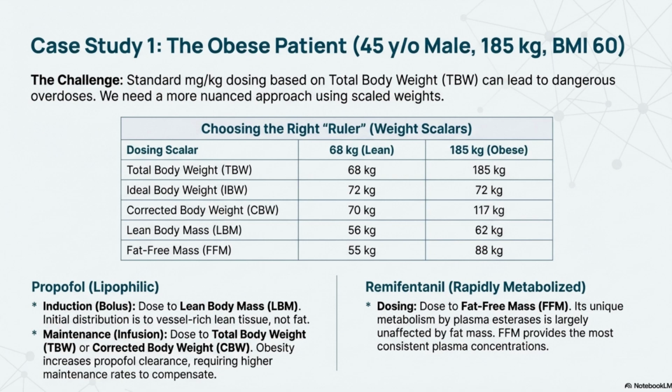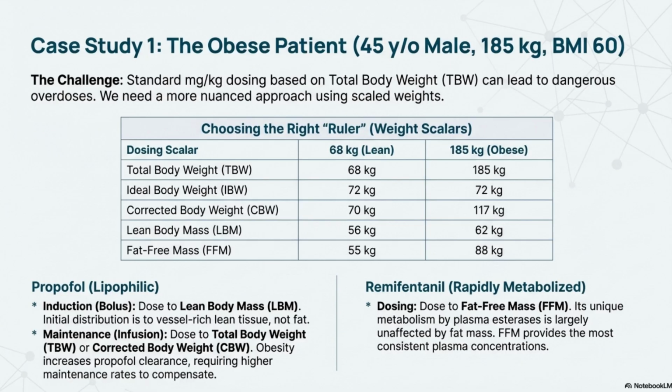This is the crucial switch. For maintenance, you must transition to dosing based on total body weight or a corrected body weight. If you stick with LBM, you risk underdosing, and the patient could potentially have awareness. The reason is that higher clearance capacity, that increased liver blood flow, is metabolizing the drug faster. You have to increase the infusion rate to match it. So LBM for the bolus to prevent overdose, TBW for the infusion to prevent underdose. That's the key takeaway for propofol.